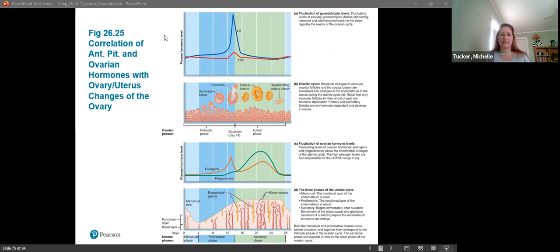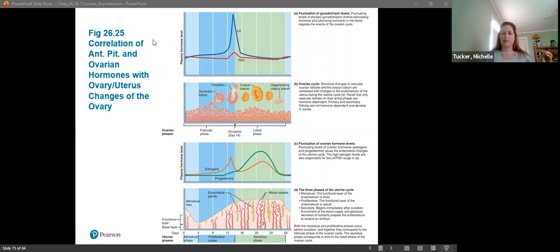important slide because it's the correlation of, so here we have the anterior pituitary hormones, we have the ovarian cycle, then these are the ovarian hormones, and then the uterine cycle. So it puts it all together. Okay, so this is all started off with the hypothalamus, when it has really low estrogen levels, it will then start this cycle again.